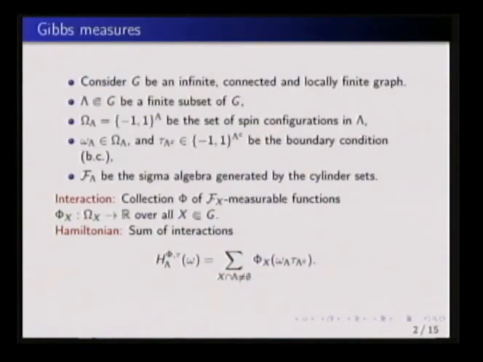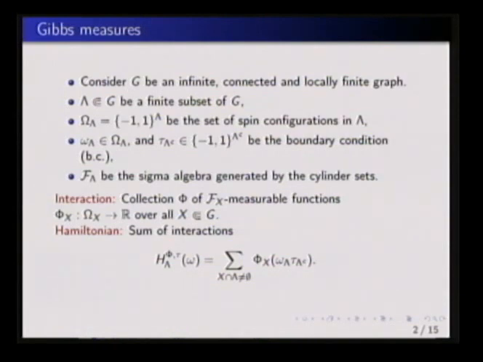First of all, let's set some definitions. Let G be an infinite connected locally finite graph. Lambda is a finite subset of G. Omega lambda is the set of string configurations. Omega is the configuration of the set, and tau is the boundary condition. And we consider the natural sigma algebra generated by the cylinder sets.